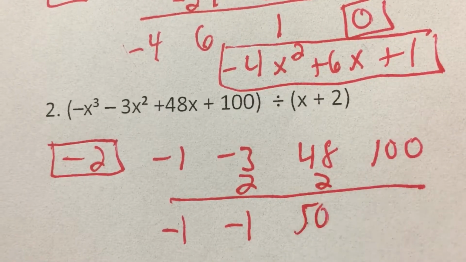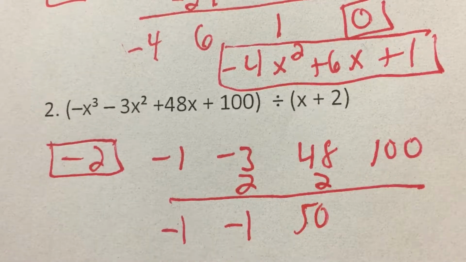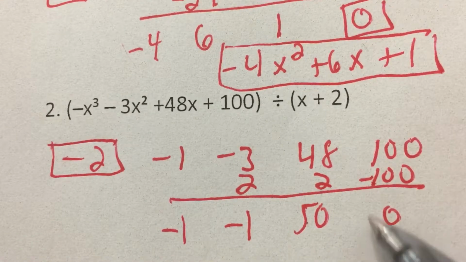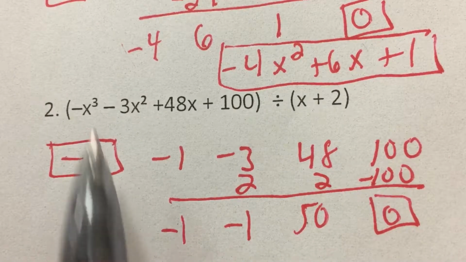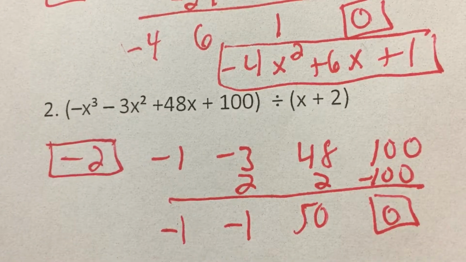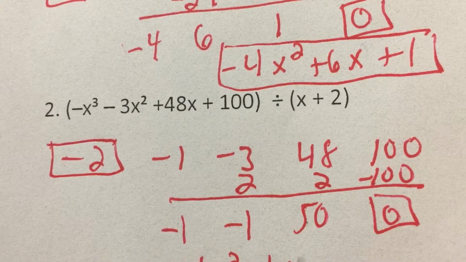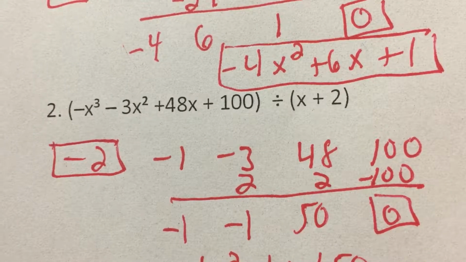48 plus 2 is 50. Negative 2 times 50 is negative 100. This leaves a remainder again of 0, so it divided evenly. We started with x to the third. Our answer will start with x squared. We're going to get negative 1x squared minus 1x plus 50.